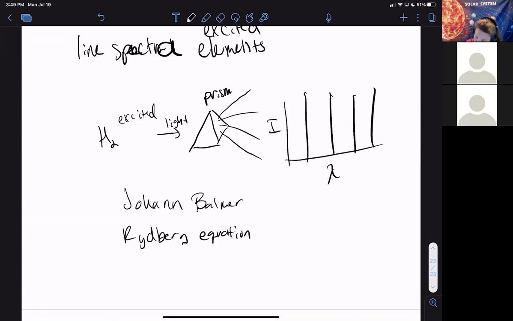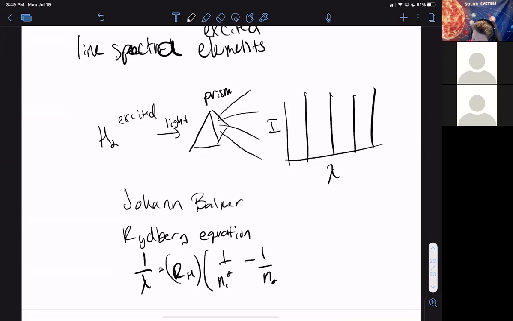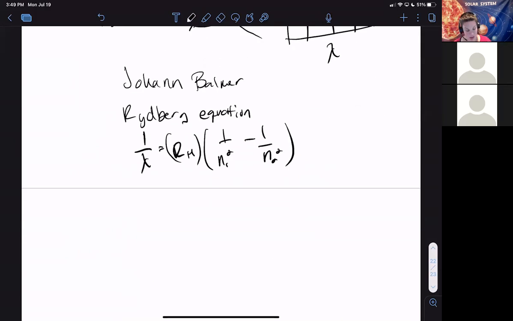Which was able to relate the wavelength of light with an equation. So we have the Rydberg equation, specifically for hydrogen: 1 over n1 squared minus 1 over n2 squared. So you could actually fit each of these lines, their wavelengths, into this equation. There still wasn't really any explanation of what was going on, but they found a mathematical way of describing hydrogen.